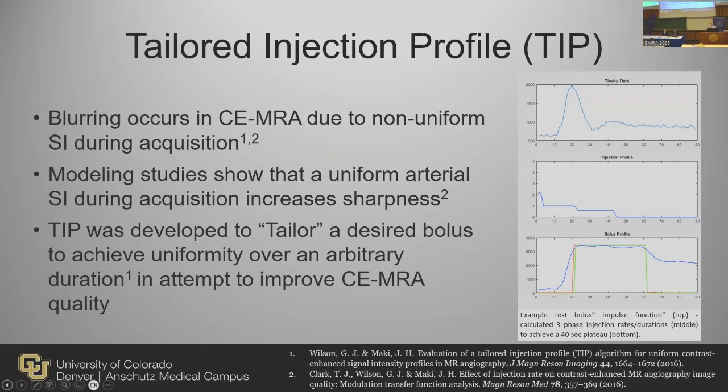One of the techniques we came up with is something called TIP, or tailored injection profile. What you see on the top right there is a little test bolus. From that test bolus, you can try to determine what the optimum bolus would be, multiphasic in this case, to achieve a nice uniform contrast profile over time. So TIP is basically a patient-specific injection technique.